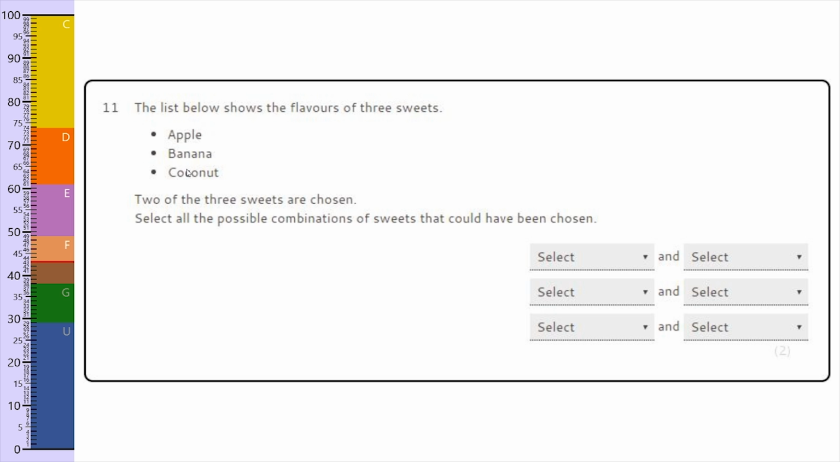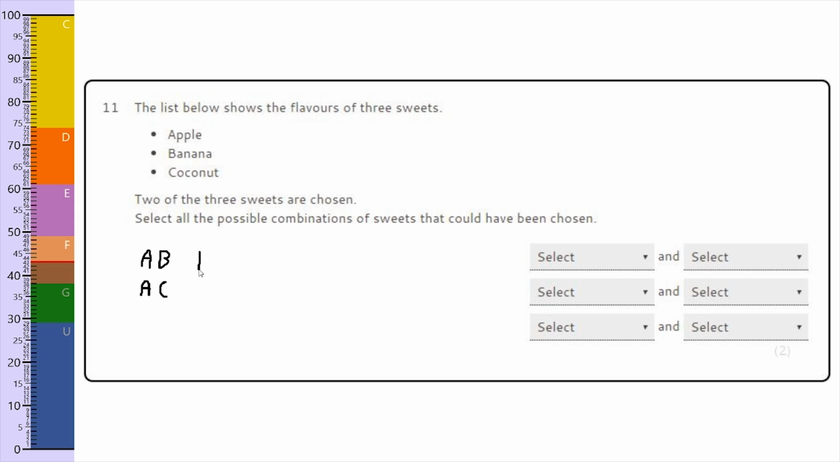So there's 3 flavours of sweets and 2 of the sweets are chosen. So we've got 1 apple, 1 banana, 1 coconut. What are the different combinations? So I could have an apple first, and again, I'm just going to write A and that's fine. And then I could pick a banana. I could pick an apple and then pick a coconut. Now that's all the combinations for apples. So I'm going to move on.